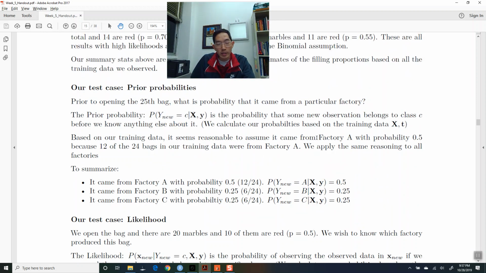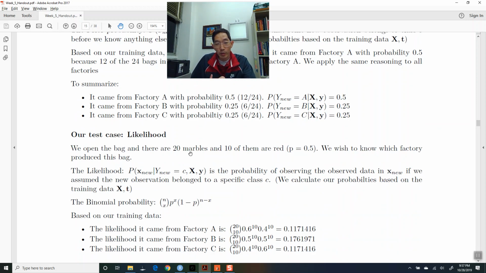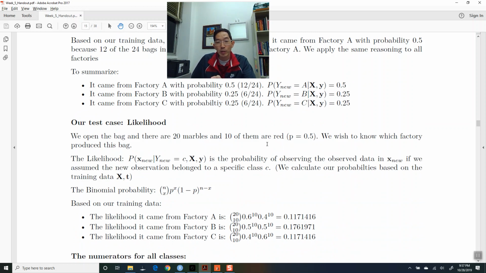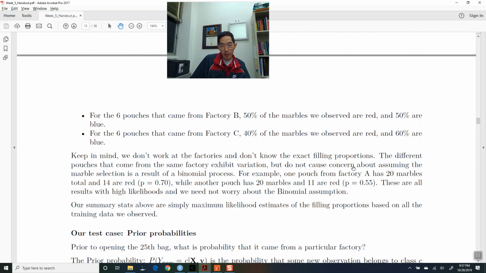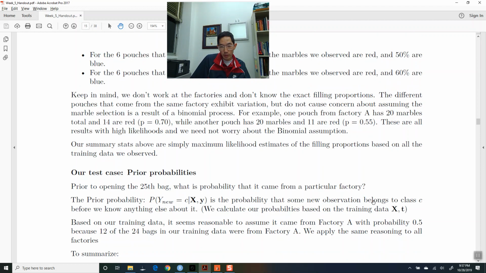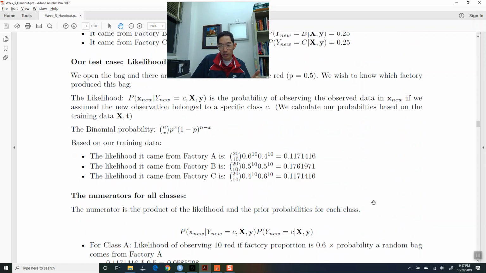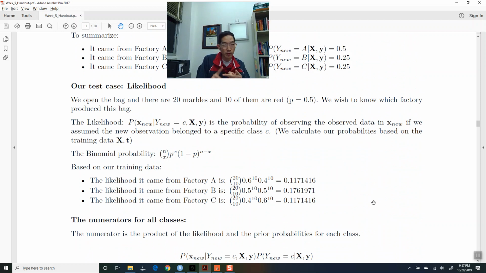So we open up the bag and find 20 marbles, and 10 of them are red. So in our bag, half are red and half are blue. Now we want to figure out the likelihood of getting this data. Again, from our training data, factory A produces 60% red, factory B produces 50% red, and factory C produces 40% red. So we're going to do these calculations.